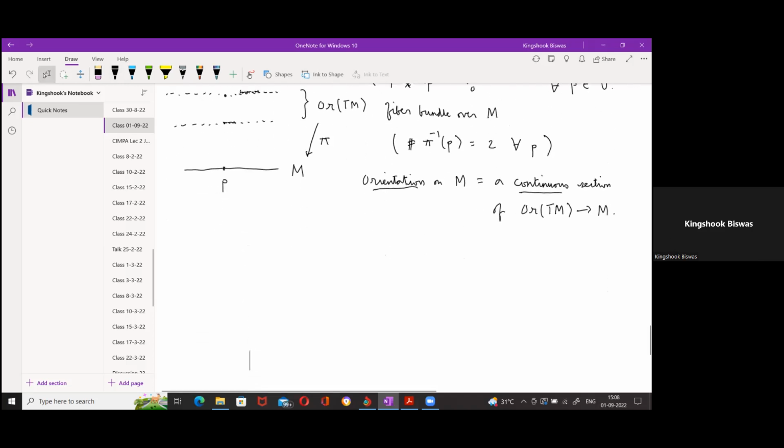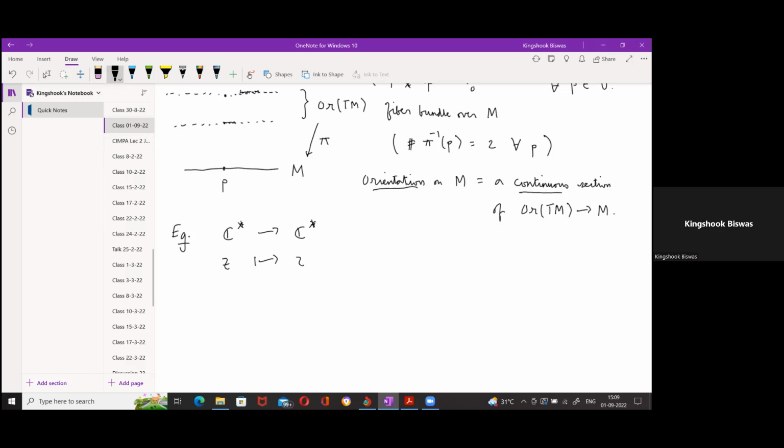So what is an example of a fiber bundle like this? You already know such an example. You take the map z goes to z squared from C star to C star. You know this from your complex analysis. A covering is a fiber bundle actually. Any covering is a fiber bundle where the fibers are finite. So in fact, this is a covering.